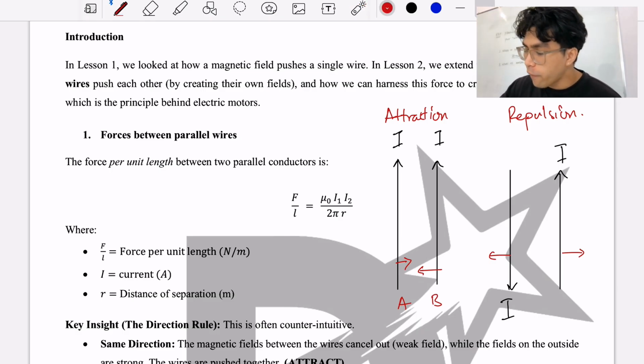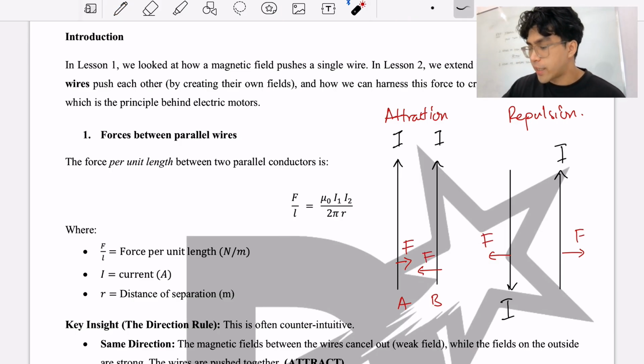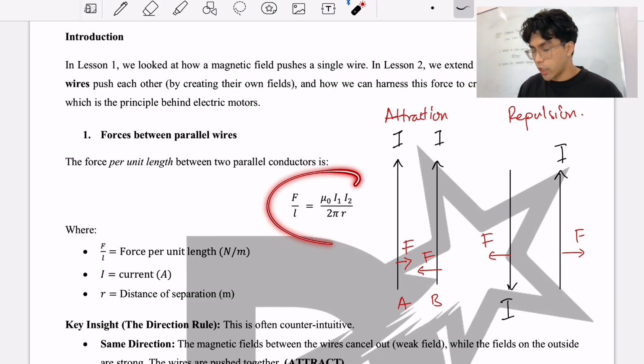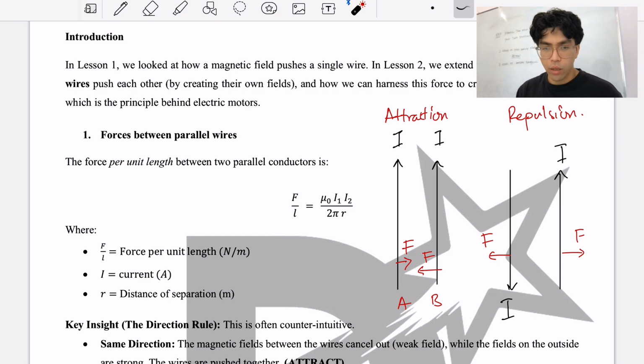So if I want to now calculate the magnitude of these forces, F here, F there, we simply have to use the equation F over L is equal to mu naught I1 I2 divided by 2 pi r. Okay. Now here, L is the common length of these conductors.